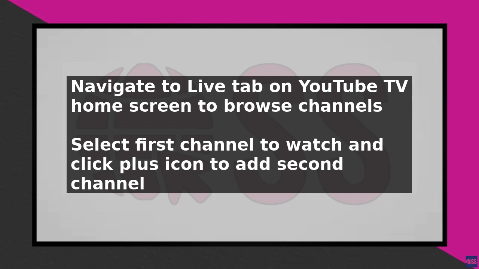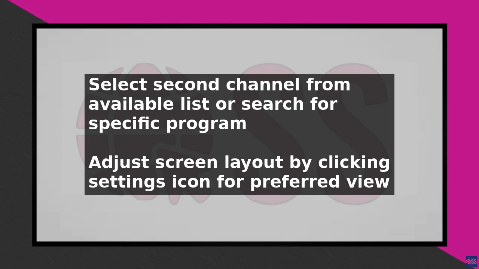You can adjust the screen layout by clicking on the settings icon, usually represented by a gear or cog. From here, you can choose the layout that works best for you, such as a side-by-side or picture-in-picture layout.